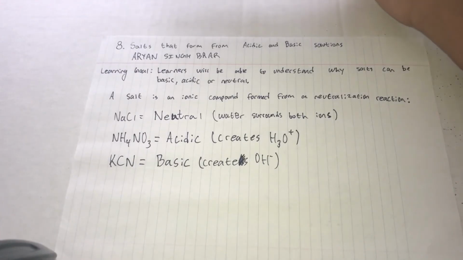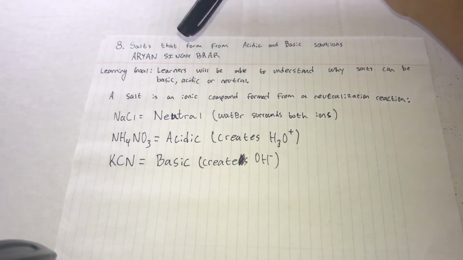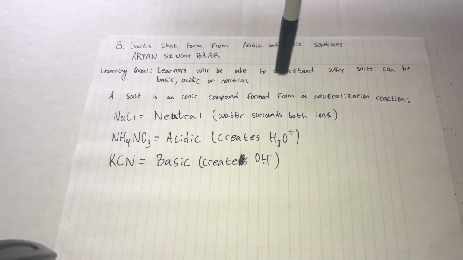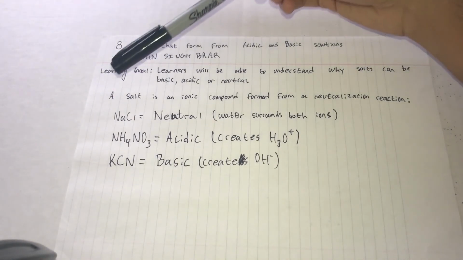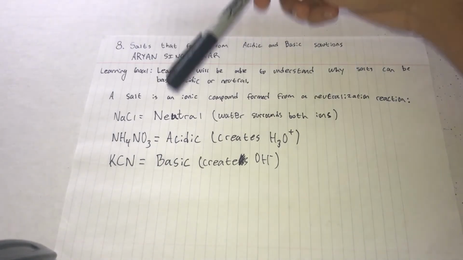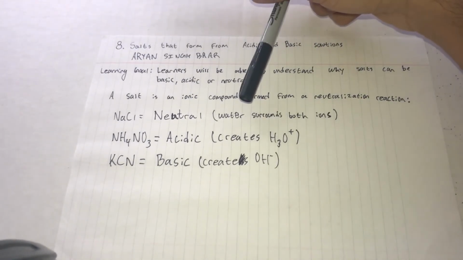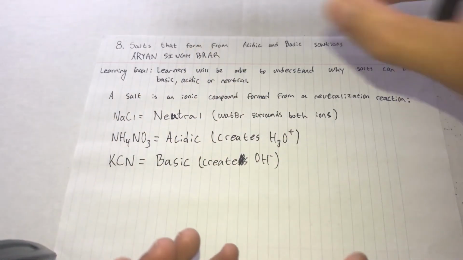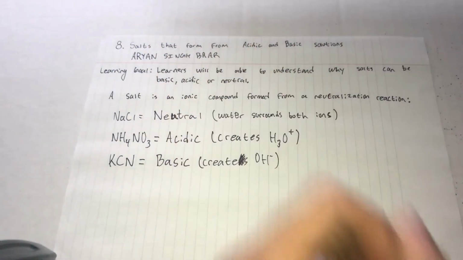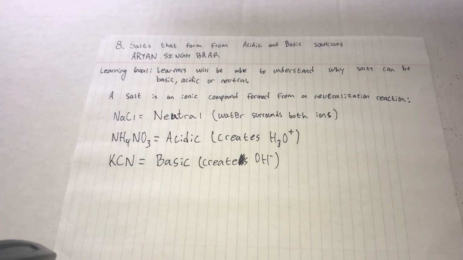So salts can actually have neutral, acidic, or basic properties. A salt is an ionic compound formed from a neutralization reaction. As you learned, it is the reaction between an acid and a base forming a salt and water. Salt, like sodium chloride, is actually neutral in solution, meaning water will surround both the ions once it dissociates in the water, forming the sodium and the chloride ion, and the water will just surround them, and nothing will really happen, right? There's no acidic or basic properties there.